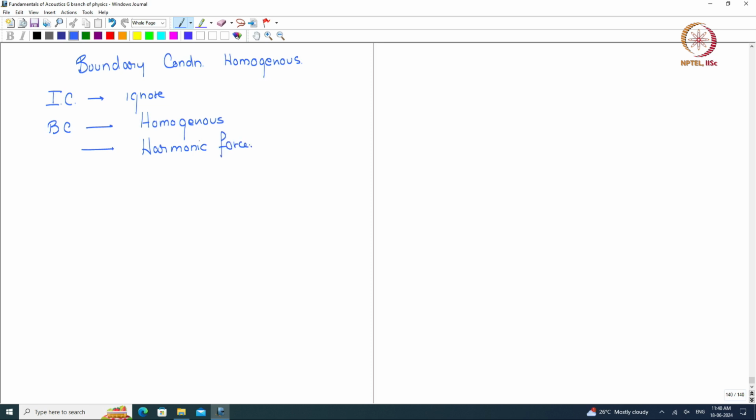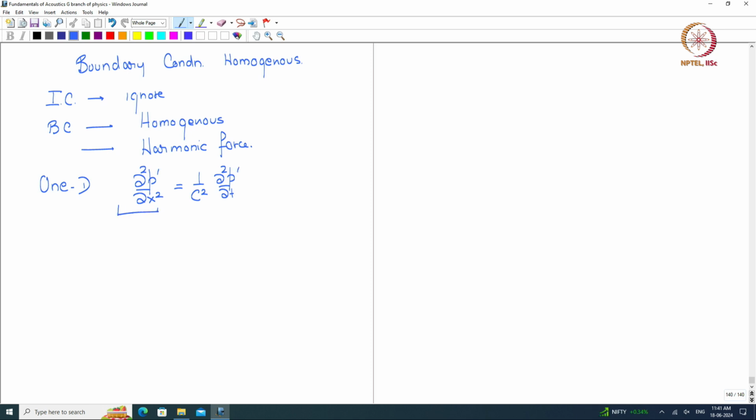Okay, so what are these homogeneous boundary conditions? Let's say in one dimension, the equation looks like ∂²p'/∂x² = (1/c²) ∂²p'/∂t². Let me put a dash over here.